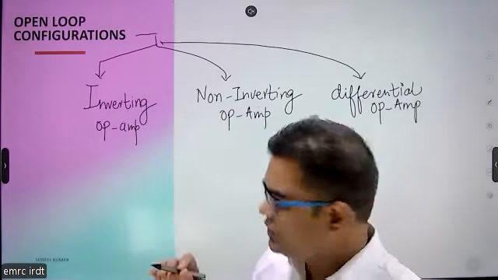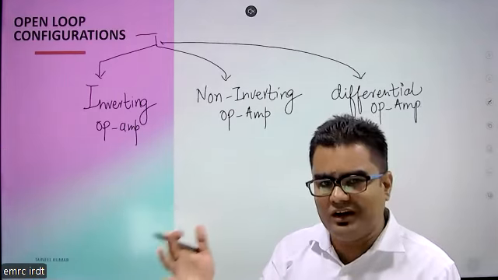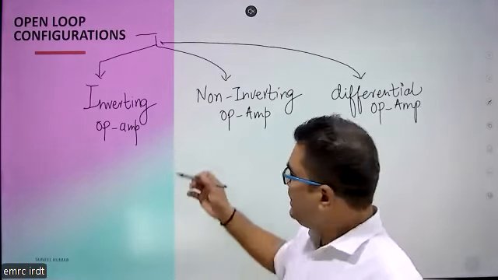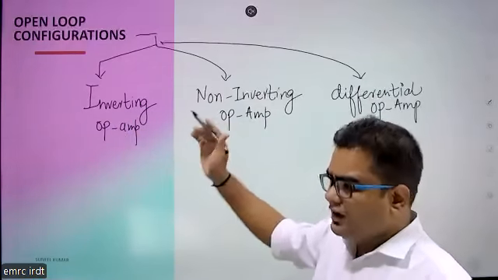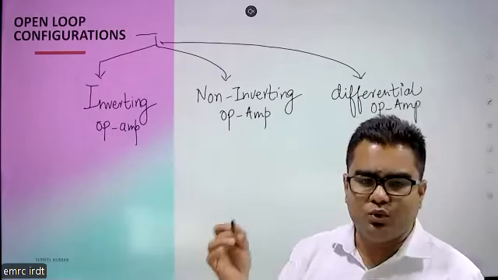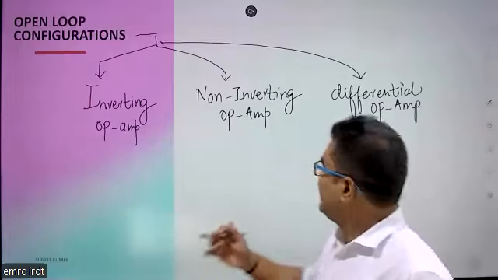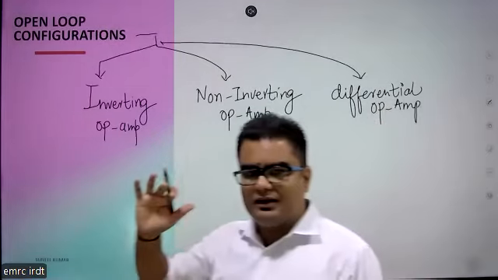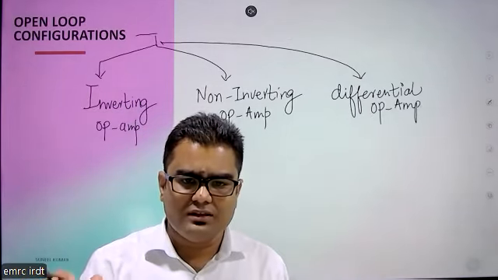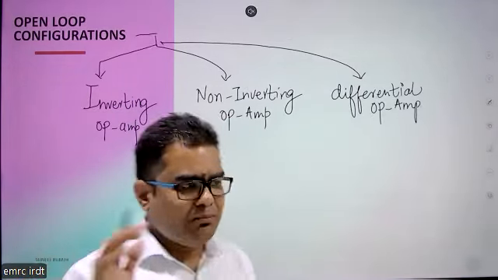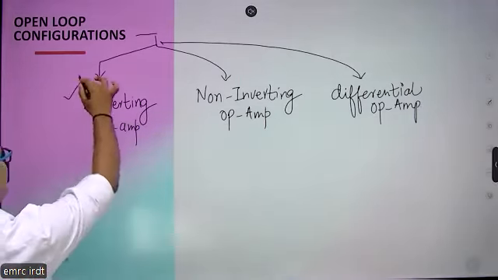Here we must know that in the inverting operational amplifier, the input is connected only at the inverting terminal of the op amp, and the non-inverting terminal will be grounded. In the non-inverting op amp, we connect our input signal only at the non-inverting terminal, and the inverting terminal will be grounded. And if the inputs are connected at both terminals, inverting as well as non-inverting, then this is known as the differential operational amplifier. So we are going to analyze these three configurations. First is the inverting op amp.